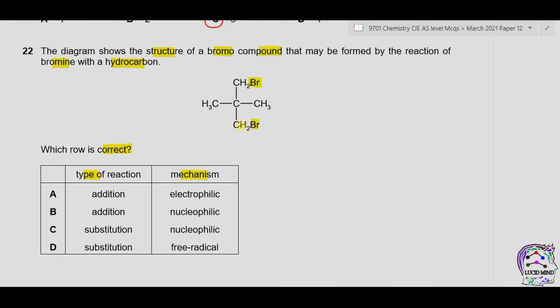So this is substitution. Another thing is that we can see that these bromine atoms are not present on adjacent carbon atoms, and this carbon does not have any hydrogen, so therefore it means it was not alkene. So type of reaction is not addition, it is substitution. Second thing is the mechanism involved in this substitution. As we can see that the reactant was alkane.